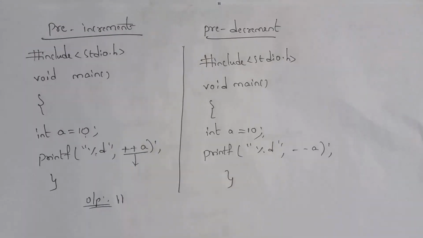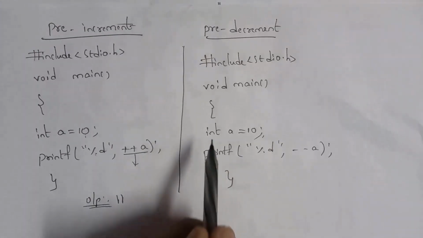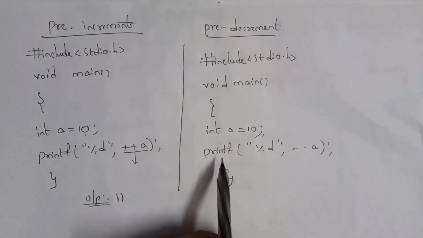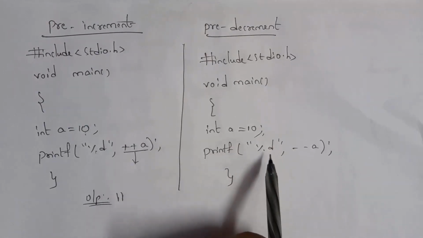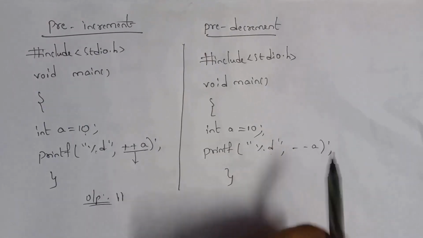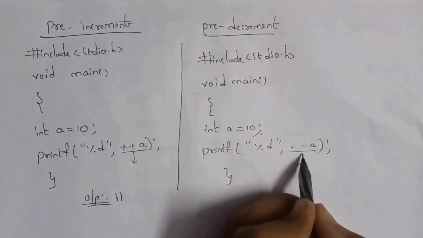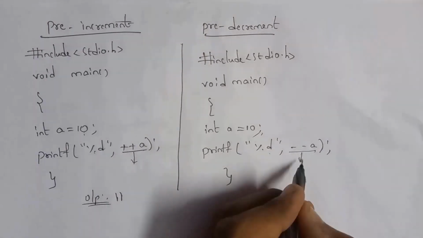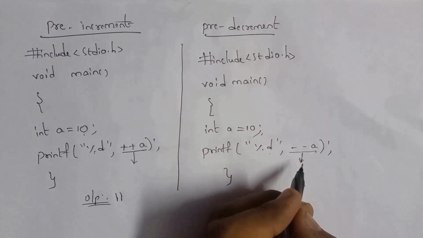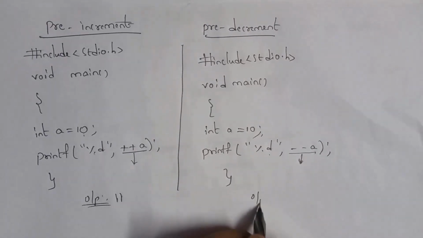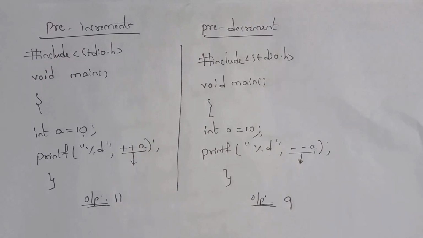Similarly, I will explain the program for pre-decrement. Here I wrote int A equal to 10 and here I wrote printf. Inside printf I wrote %d comma --A, where this --A represents pre-decrement. Pre-decrement means it will decrement the value by 1 and then it will generate output. So here I will get output as 9. This is the program for pre-increment and pre-decrement. Next I will explain the program for post-increment and post-decrement.